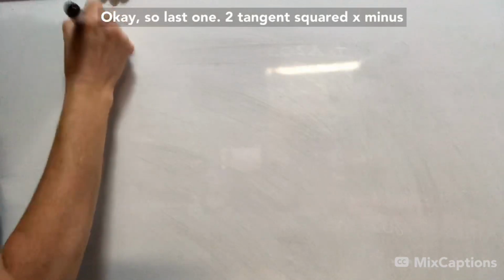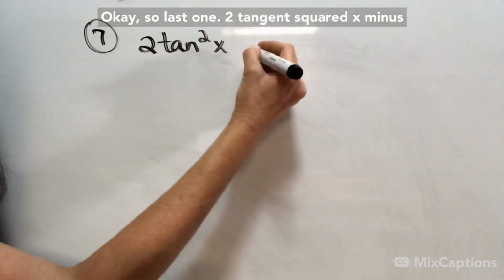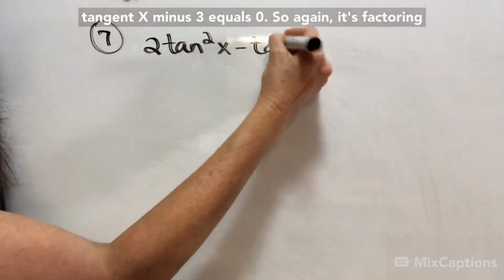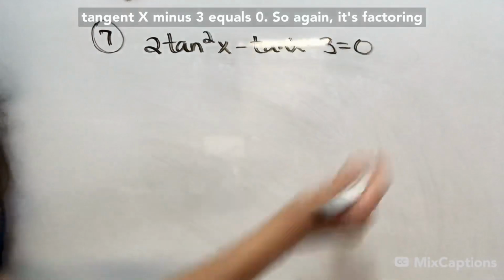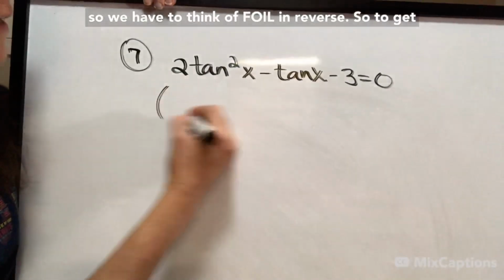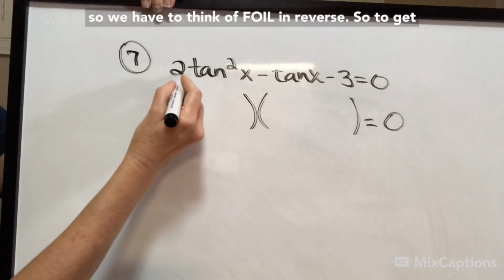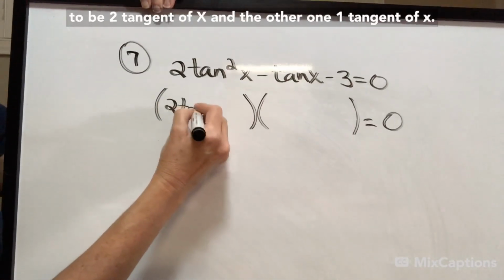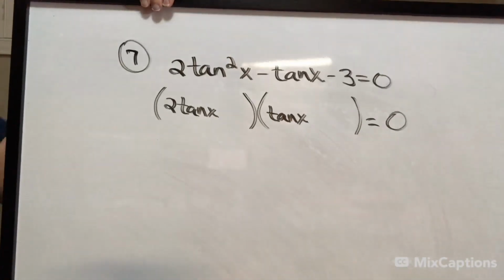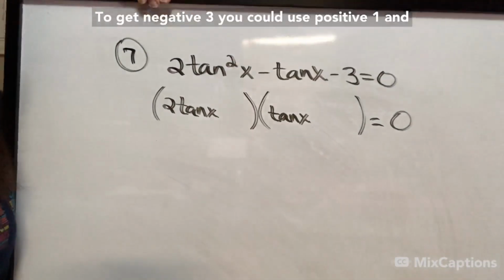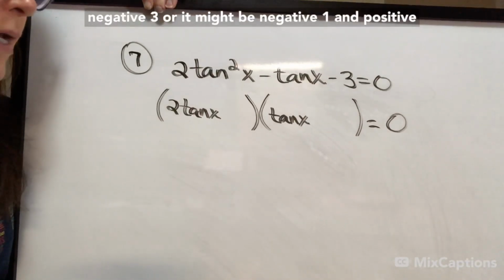Okay, so last one. 2 tangent squared x minus tangent x minus 3 equals 0. So again, it's factoring. So we have to think of FOIL in reverse. So to get the 2 tangent squared, one of them would have to be 2 tangent of x and the other one 1 tangent of x. To get -3, you could use +1 and -3, or it might be -1 and +3.